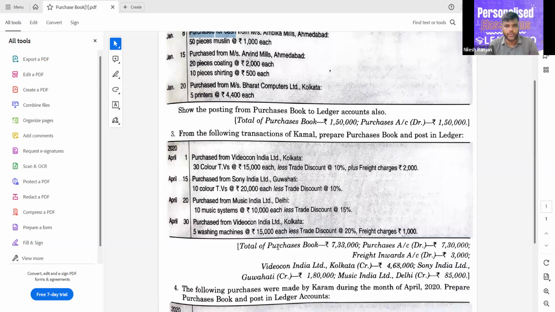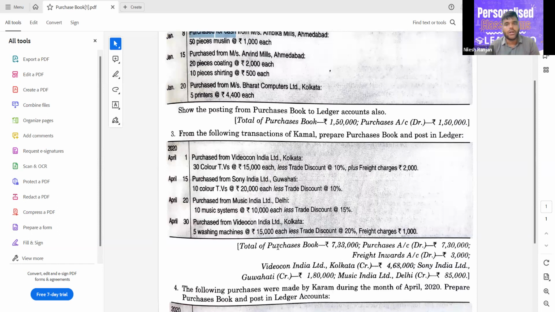Yes, sir. Okay. Now, in this question, a trade discount at the rate of 10% is given, and also freight charges are given in the question. So what we have to do here is deduct the trade discount. It can be different in different transactions. So we will deduct the trade discount from the total amount of the transaction, and then we will add the freight charges. Okay, sir. So first we have to deduct, then we will add.